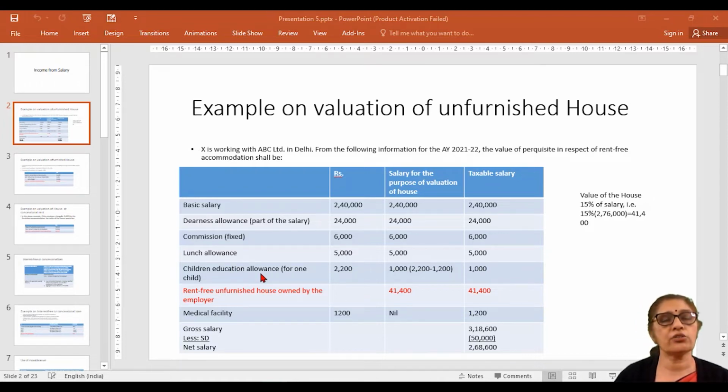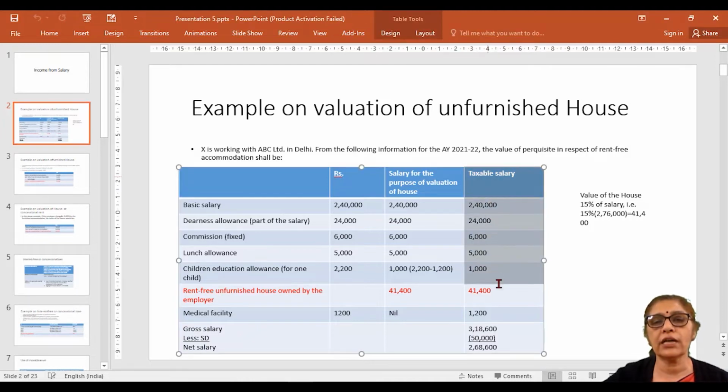We have done children education allowance is exempt up to 100 rupees per month per child. So while we are getting 2,200, exemption would be 100 into 12. So taxable would be 1,000. Medical facility, fully taxable. So for the purpose of computing the taxable salary, we have done basic, DA, commission, lunch, education and medical. Now we want to find out the value of the house.